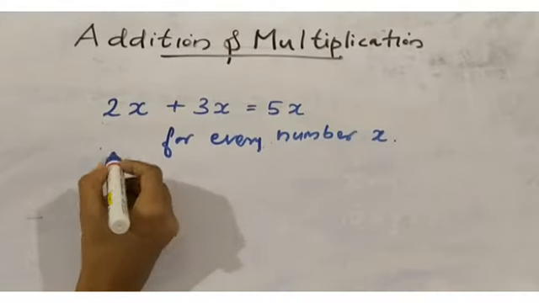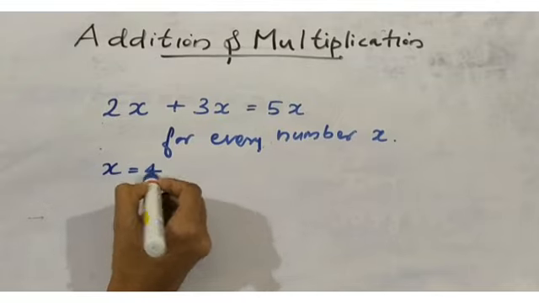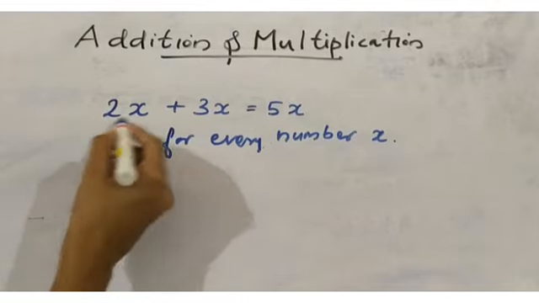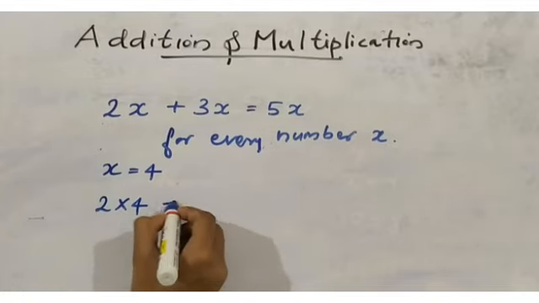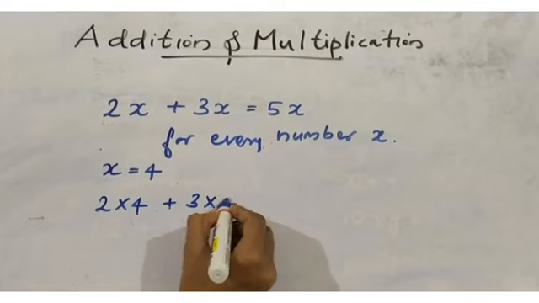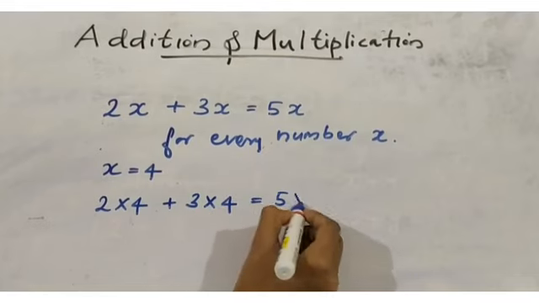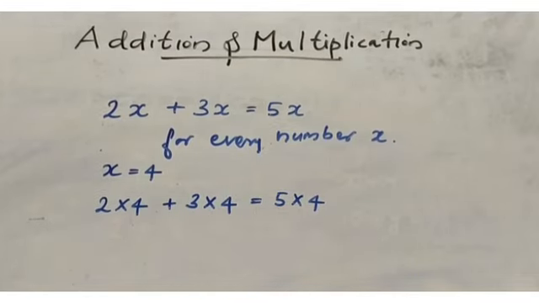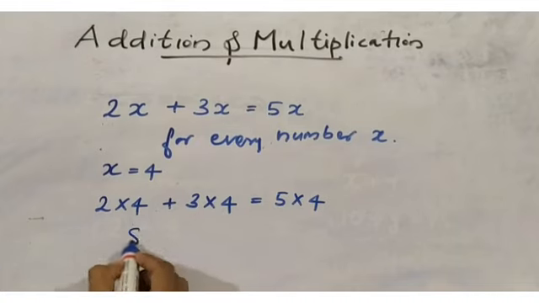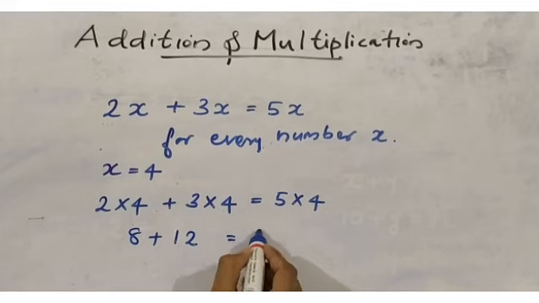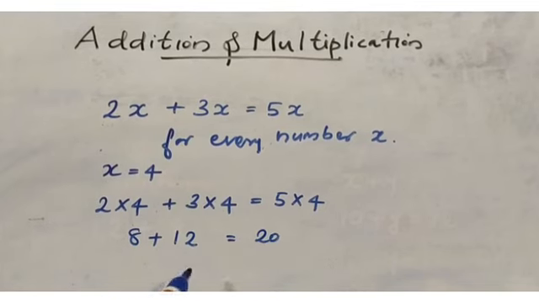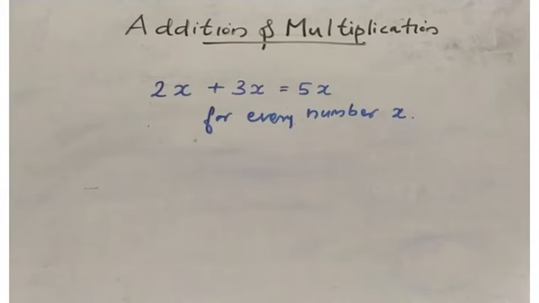Suppose my x equal to 4. I am going to substitute 4 in this. That means 2 into 4, plus 3 into 4, equal to 5 into 4. Is this correct? 2 into 4 is 8, plus 3 into 4 is 12, which is equal to 5 into 4, which is 20. 12 plus 8 is 20, right? So this equation is correct. Now let us do one activity related to this.